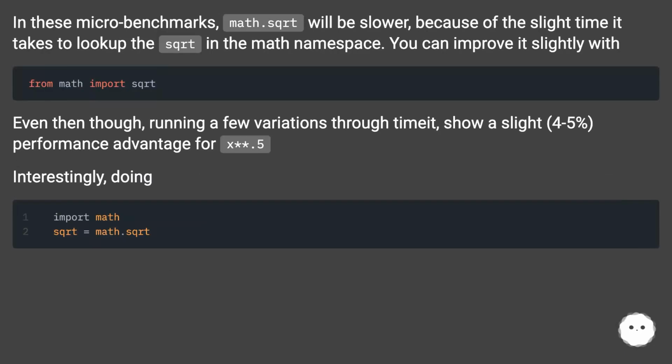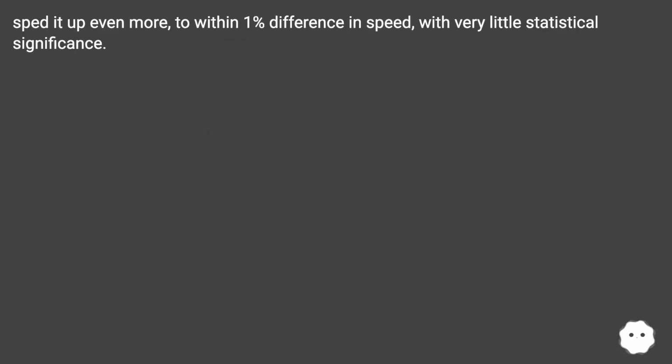In these micro-benchmarks, math.sqrt will be slower, because of the slight time it takes to look up sqrt in the math namespace. You can improve it slightly with a local import. Even then though, running a few variations through timeit might show a slight 4 to 5% performance advantage for x**.5. Interestingly, doing another variation sped it up even more, to within 1% difference in speed, with very little statistical significance.